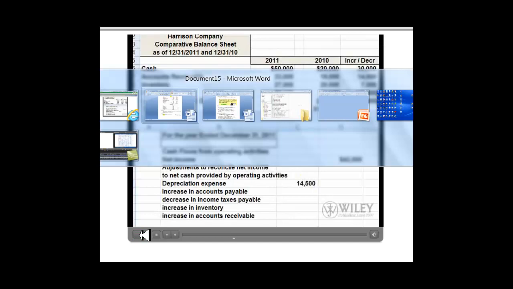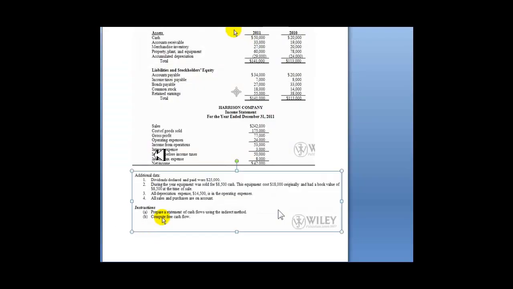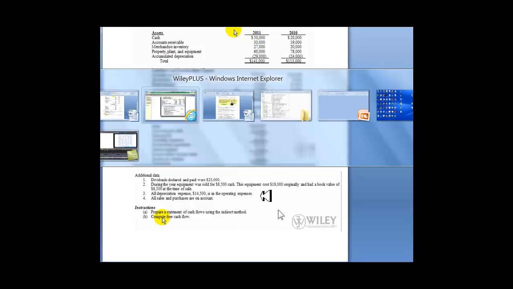Okay, where was depreciation expense? Let's see, we had here depreciation expense, cost of goods sold, operating expenses. Okay, maybe we had it down here. Dividends, equipment sold, equipment originally book value $8,500 at the time of sale. And depreciation expense was $14,500. So depreciation expense we didn't find in the income statement, we found it in the additional data section, that $14,500. That's where his number came from.